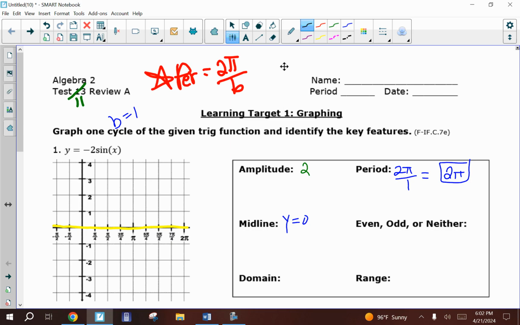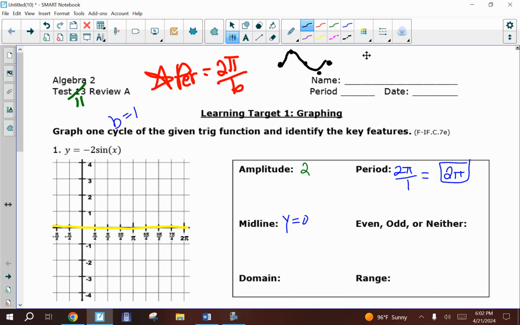Now the two shapes that I kind of asked you to memorize, the first one was a sine graph. Sine graph has 3 dots on the midline, and then it's got one high point in between the first 2 dots, and then one low point after the second 2 dots. So you get a curve like this.